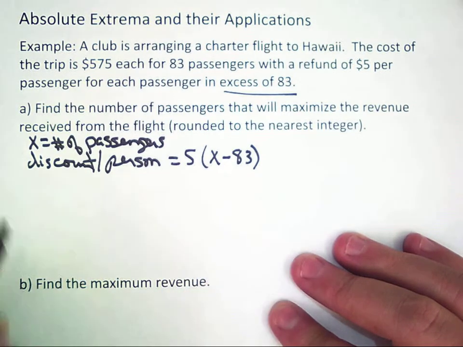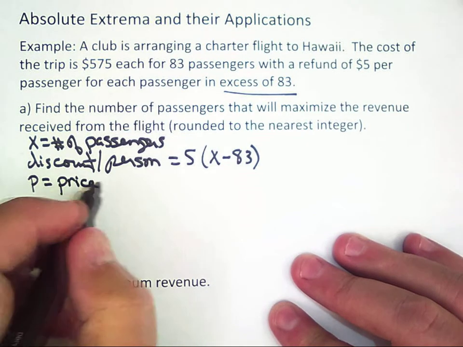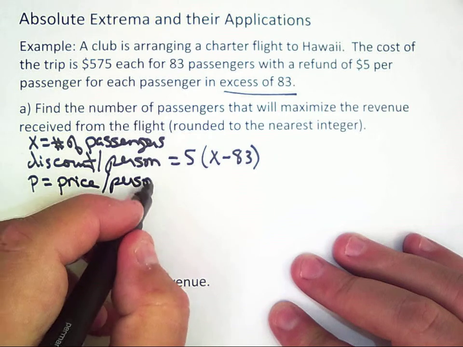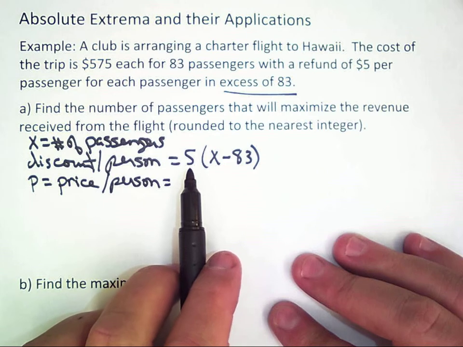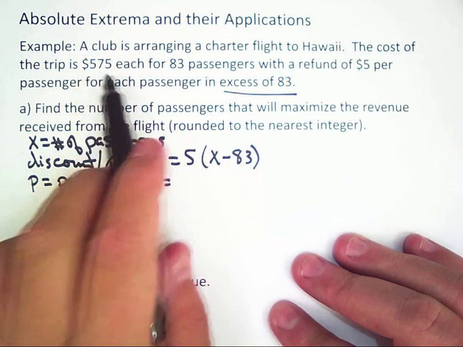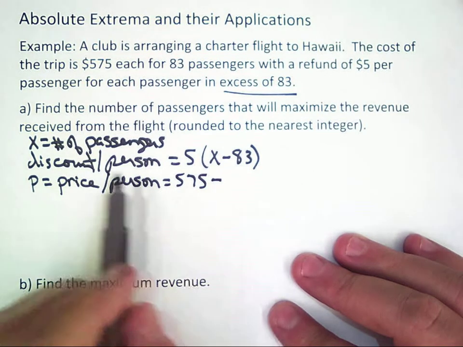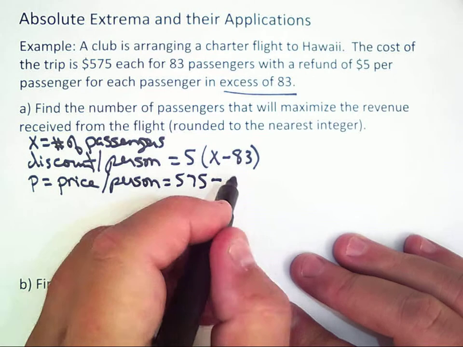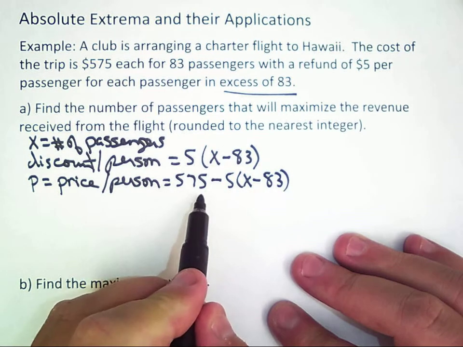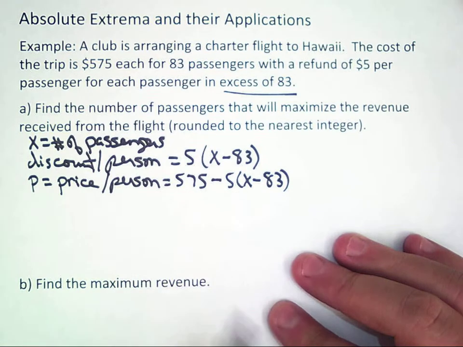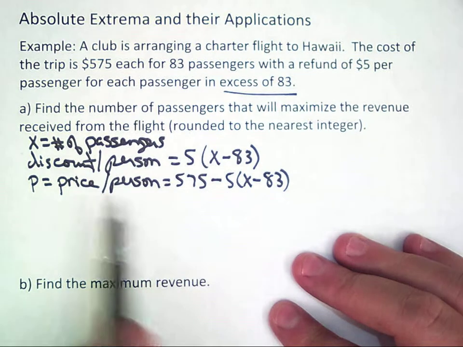Okay? So if we let little p be the price per person, then it's going to be the base price of $575, that's the quoted price, minus the discount per person, which we've already calculated to be this 5 times the quantity X minus 83. So this is the base price minus the discount. So the price per person goes down from the $575 based on the amount of discount per person.